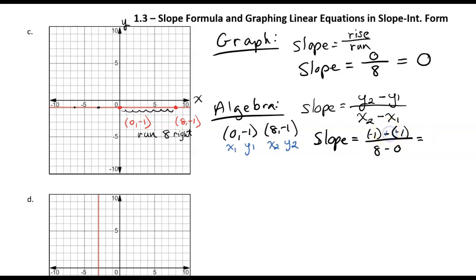All right, up top, my negative turns positive. And then I have negative 1 plus 1. Negative 1 plus 1, well, that's 0. And then on the denominator, 8 minus 0 is 8. So once again, 0 divided by 8 is still 0. And they match, as they should.